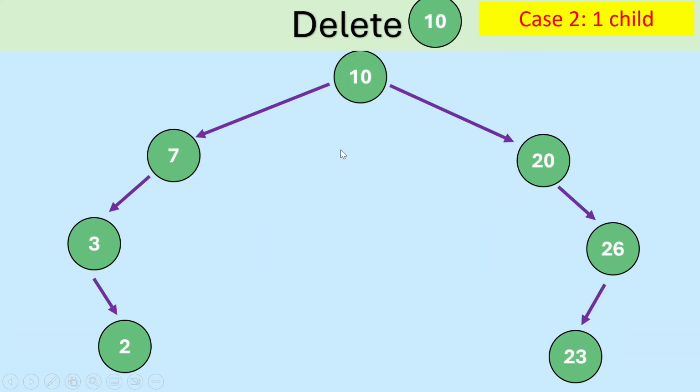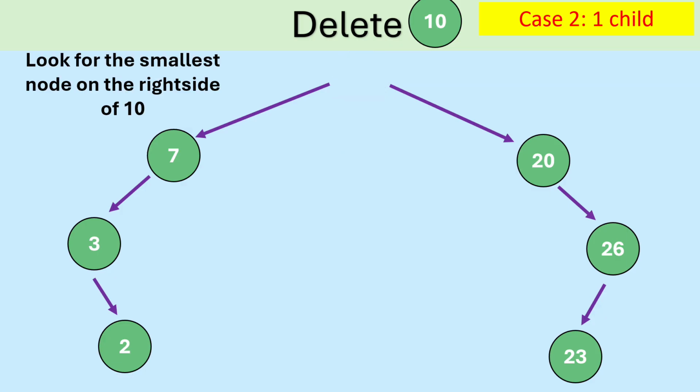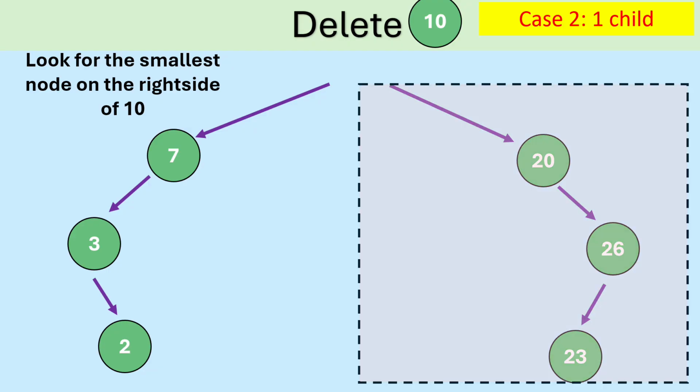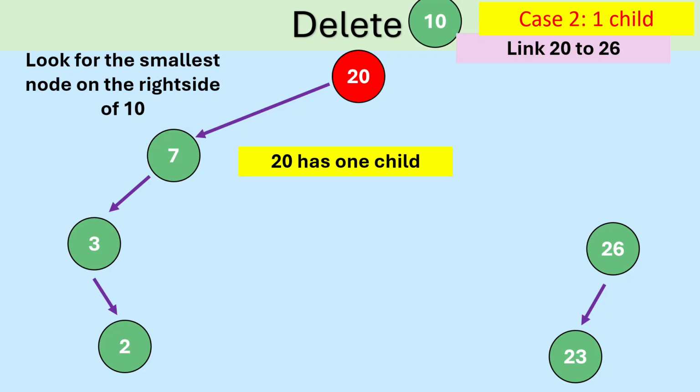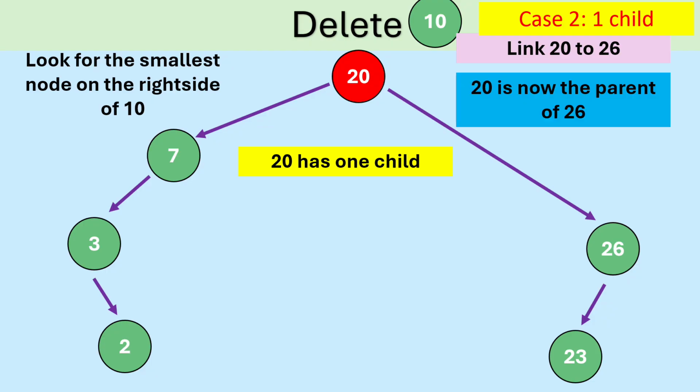Now, if I want to delete the number 10, and I look on the right side, the smallest number is 20. In this case, 20 is not a leaf. So we have to be careful here, because if we do choose 20 as our root, 20 has to be pointing to 26, because 20 only has one child. So 20 would now link to number 26. 20 is now the parent of 26.